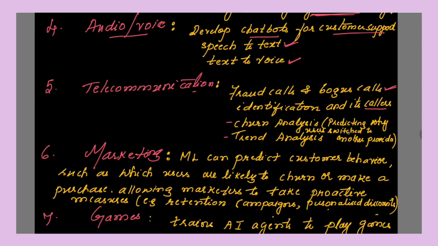Churn analysis is predicting why users switch to another provider. This is just an example I am giving. If you have been using a particular service provider for years, like Jio all the time, and suddenly you switch to some other service provider, let us take Airtel, then Jio will try to find out who the customers are who have suddenly deviated from their services to another service. That analysis is called churn analysis.